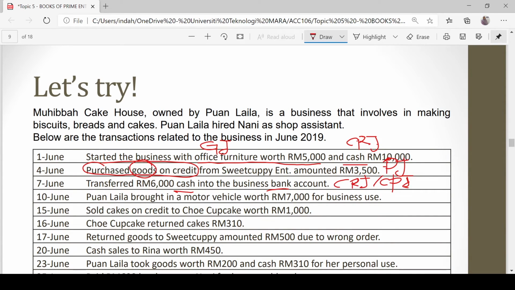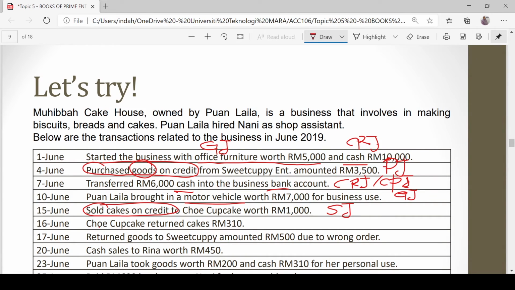Okay, next. Puan Laila brought in a motor vehicle, again an asset brought in by the owner, worth 7,000 for business use, so we are going to record this in the general journal. Sold kits on credit. You sold kits to the customer, you did not receive any money yet because these sales are made on credit, so sales journal.